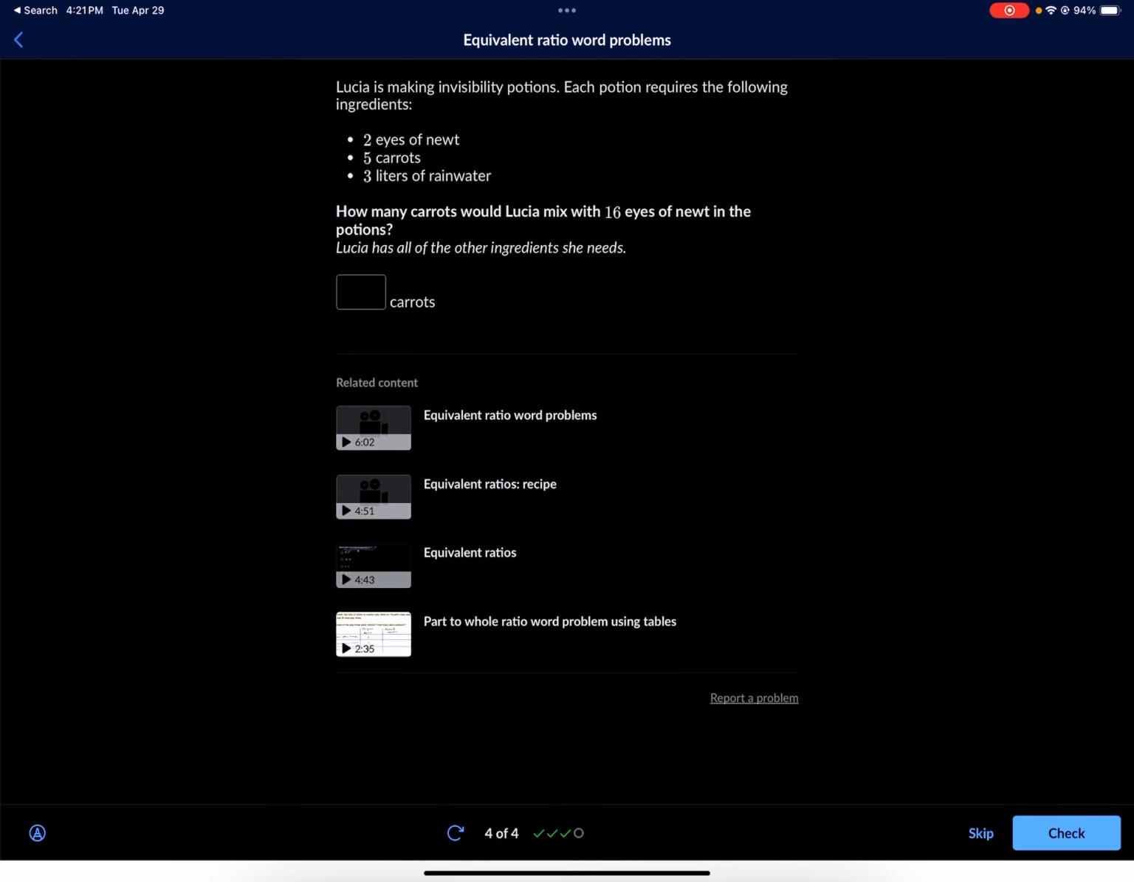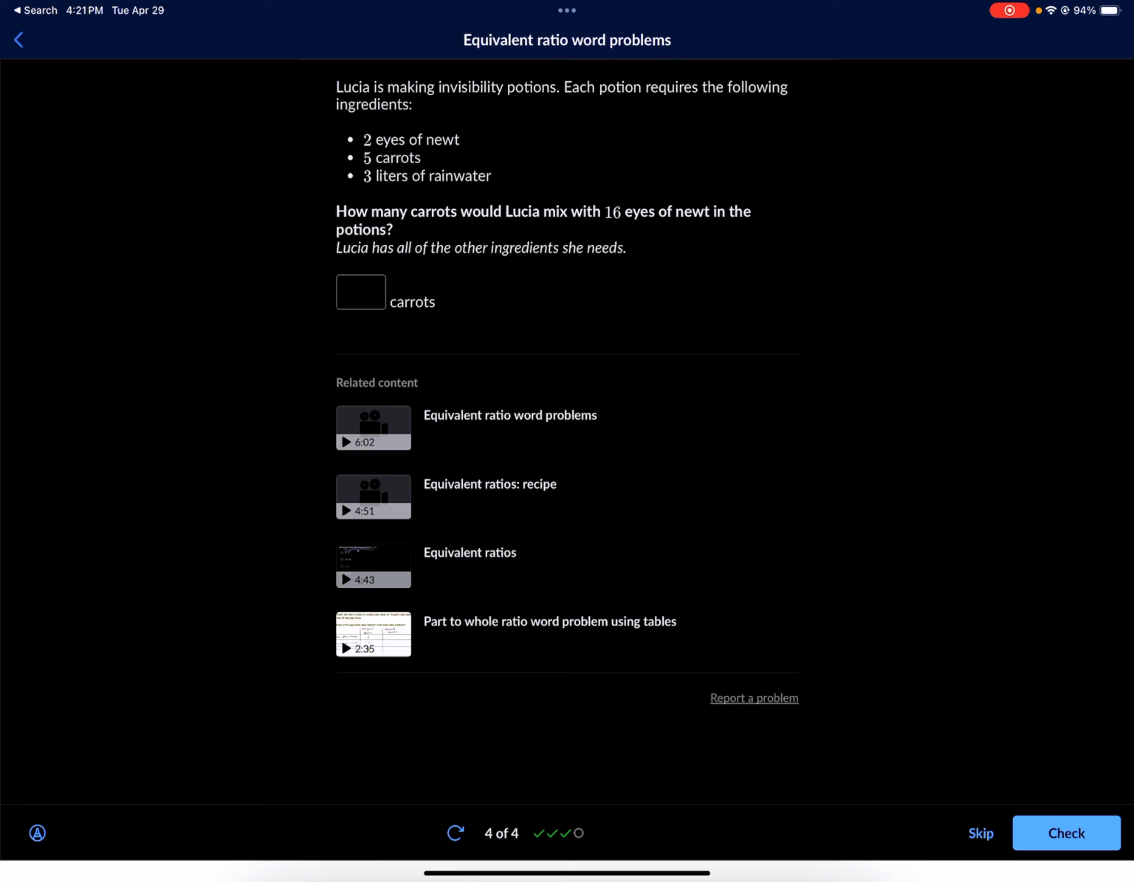Okay, Lucia is making invisibility potions. Each potion requires the following ingredients: 2 eyes of newt, 5 carrots, 5 layers of rainwater. How many carrots will Lucia mix with 16 eyes of newt in the potions? Lucia has all the other ingredients she needs.